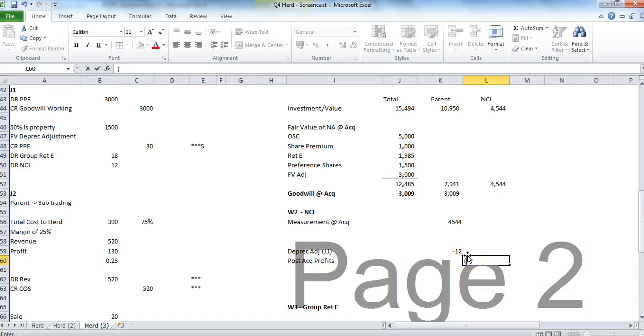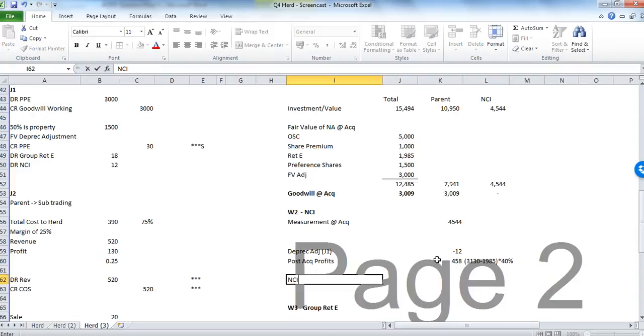So that's how you do it. It's 3130 minus 1985, and they get 40%. So in this case, the post-acquisition profits are 3130 minus 1985, and they get 40% of that. So that's 458. So you bring that share over, 458.